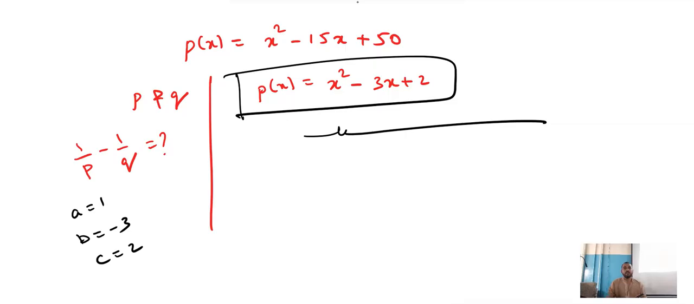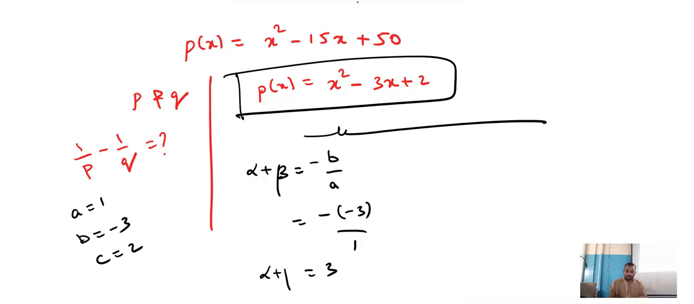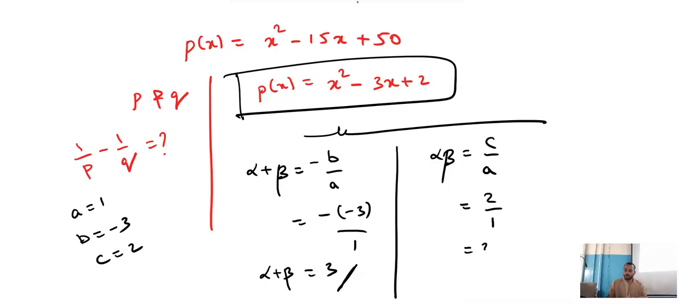Let alpha and beta be the zeros of the given polynomial. Sum of its zeros, alpha plus beta, is equal to minus b by a, minus of minus 3 by 1, that is plus 3. So alpha plus beta is equal to 3. Next, alpha into beta is c by a. What is c? 2 by a is 1, 2 by 1 is 2. That is, alpha into beta is 2.